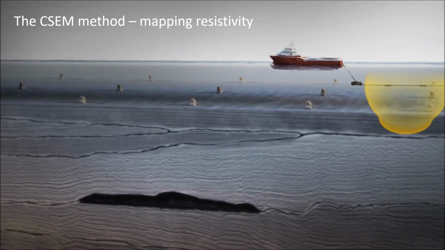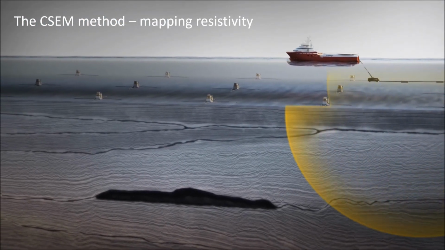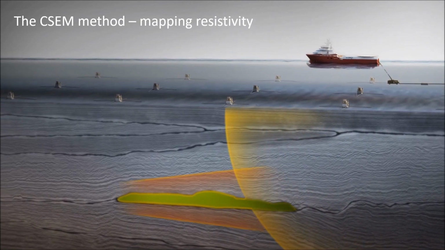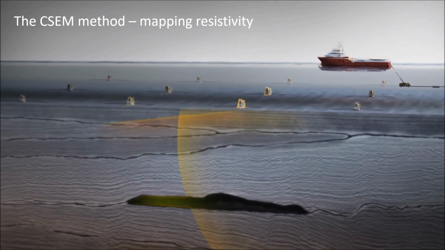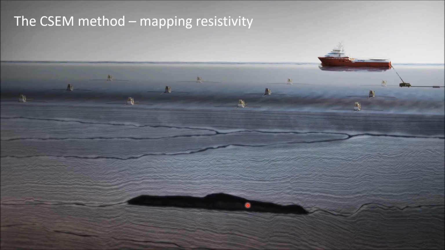So let's watch a video. Here you can see that the receiver has been deployed on the sea surface and the transmitter passes the current. As soon as the current reaches the resistor, the guided wave gets partially refracted and gets recorded in the receiver. And this is how the acquisition is done.